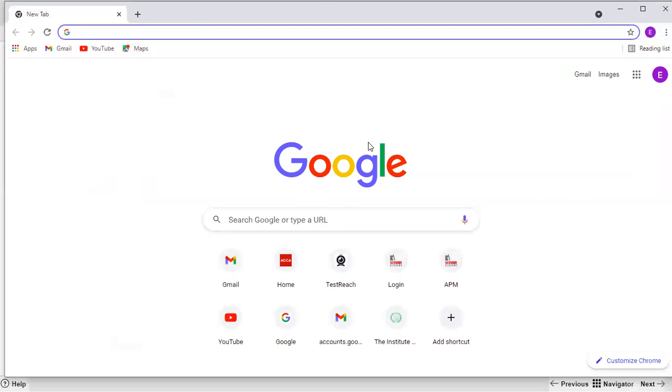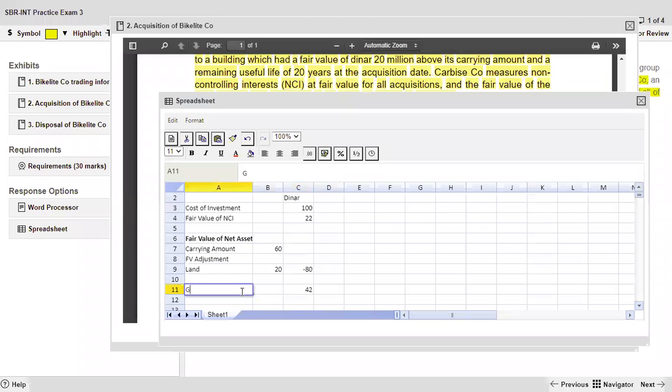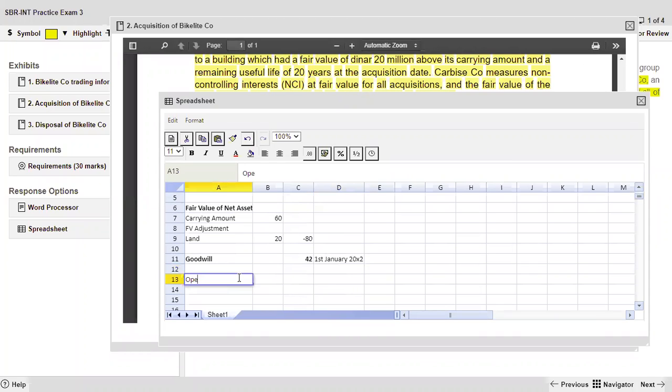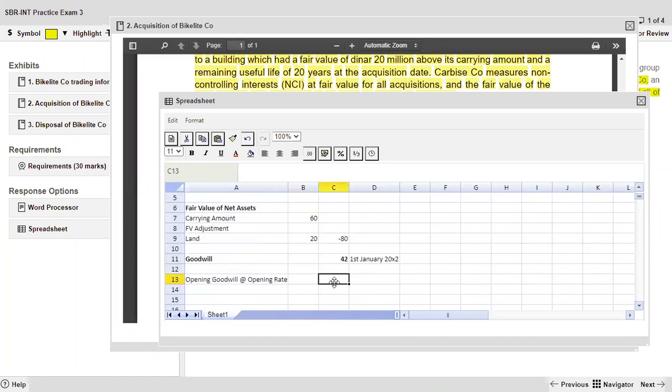So the goodwill is going to be 42 million dinars, and this is at 1st January 2002. Now, let's just see. You would say opening goodwill at opening rate. This is the 42, which is the opening goodwill.